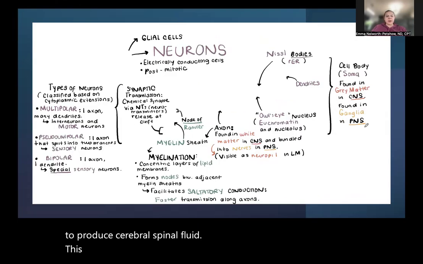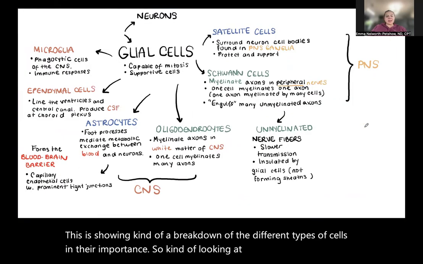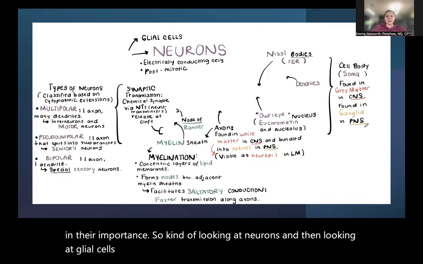This is showing kind of a breakdown of the different types of cells and their importance. So kind of looking at neurons and then looking at glial cells and a compare and contrasting of them both.